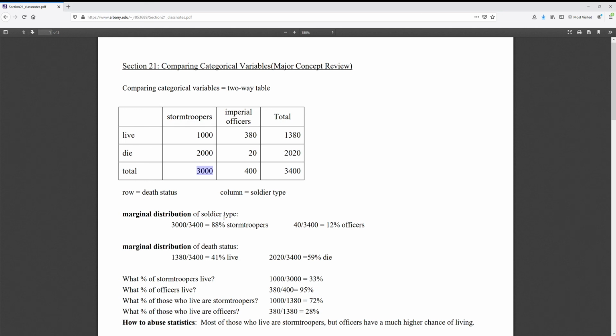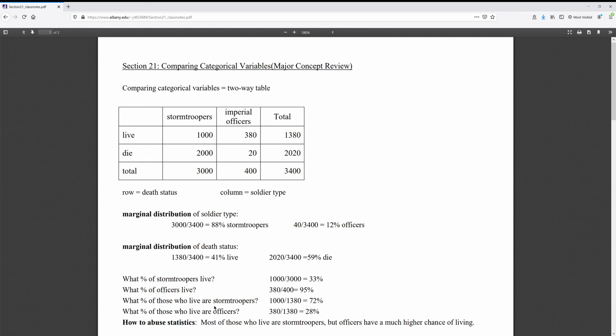What percentage of officers live? Well, that puts you in this column. Now our universe is officers, 380 who live, divided by 400 total number of officers. For sure they're officers, that's our universe. Whether they live is in question. So our universe is the denominator, and what's in question is the numerator, 380 out of 400, which is 95%. Probably exact, but let's check it out. Yeah.